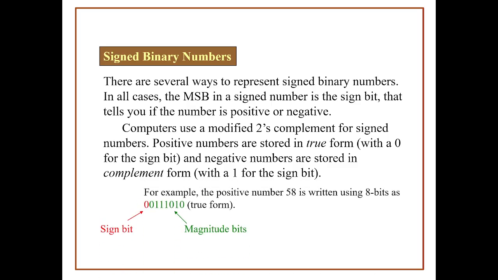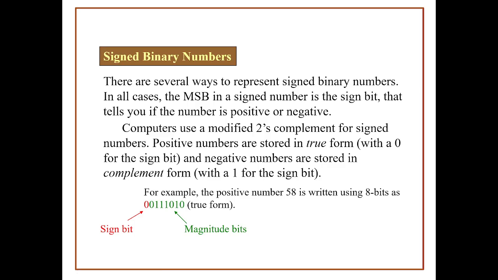Okay, for example, the positive number 58 is written using 8 bits as 00111010. If you count here, it's 8 bits: bit 1, 2, 3, 4, 5, 6, 7, 8. So we write it in true form. We have a sign bit 0, and the rest are the magnitude bits. So this positive number is written using the 8 bits.